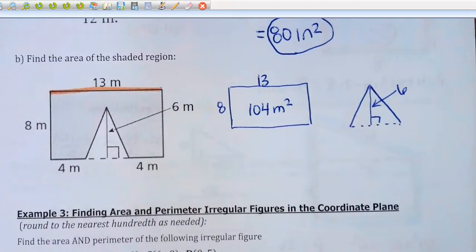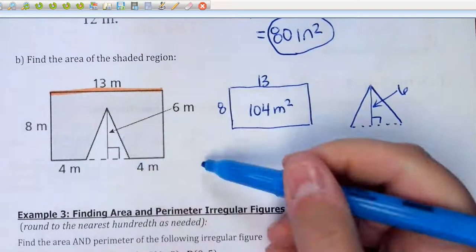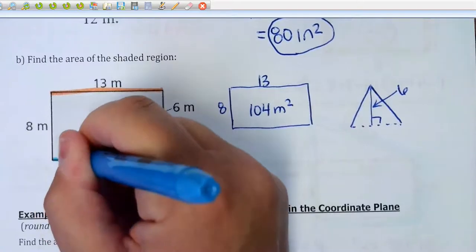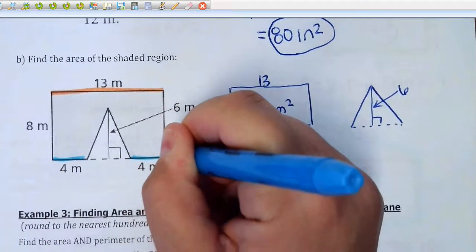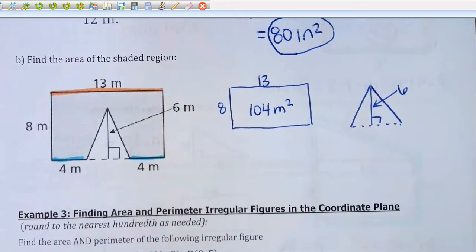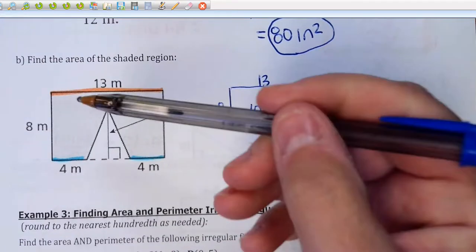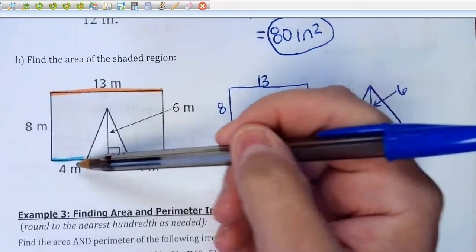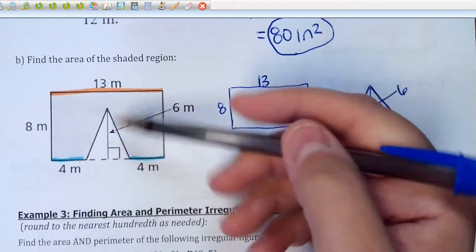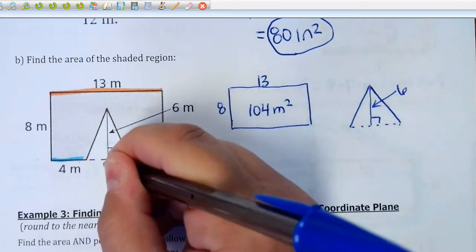And that would match up with the whole side across the bottom. So this is 4, this is 4, so those are both 4. So that would give me a total of 8. What I want to do is take 13 minus those 2 segments. So 13 minus 8 would leave me with that base being 5.